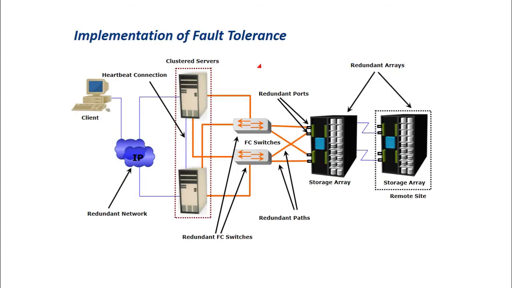As we can see in this diagram, we have a client, we have an IP network, and there are two servers. Every server has its own NAS or network, and redundant ports or FC switches, which are used to connect to the storage array. Now what might be the single points of failure in this diagram?